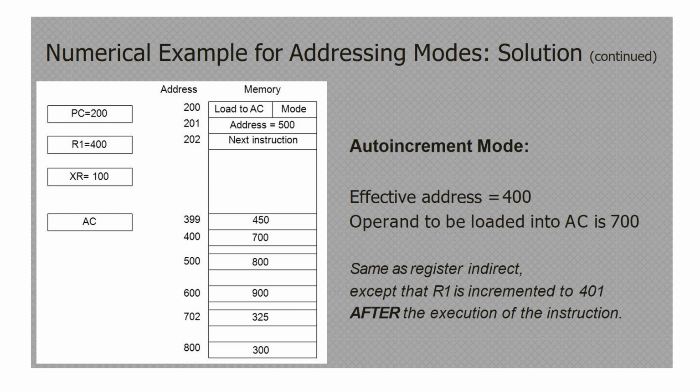Auto increment mode. This is the continuation of the register indirect. Effective address is 400, and the operand to be loaded is 700. It is the same as register indirect mode, but after the execution R1 is updated to 401. Increment is done.